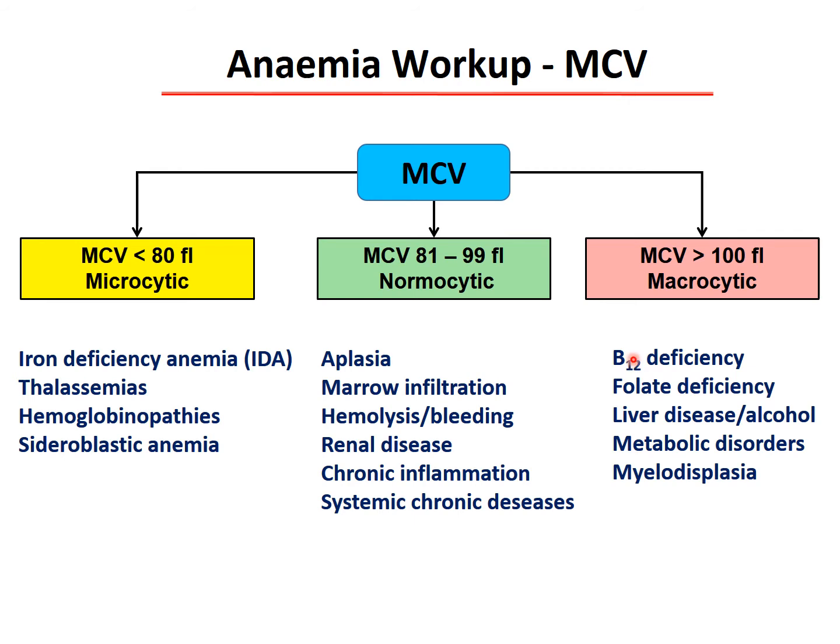B12 or folate deficiency. This is called megaloblastic anemia. It's not the same as macrocytic anemia. But liver disease or alcohol can also cause macrocytic anemia. Metabolic disorders such as hypothyroidism can cause macrocytic anemia. Or myelodysplasia, myelodysplastic syndrome, can cause macrocytic anemia. So this is how we are going to start to discuss this.